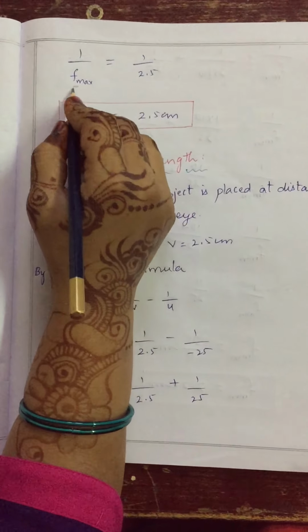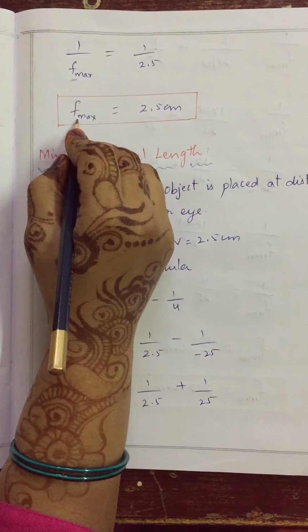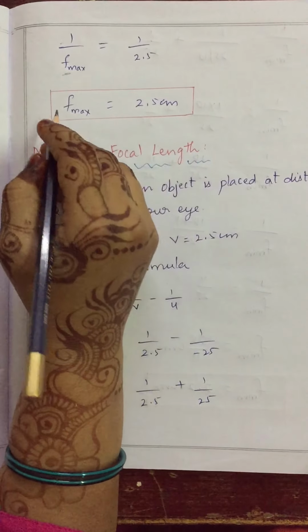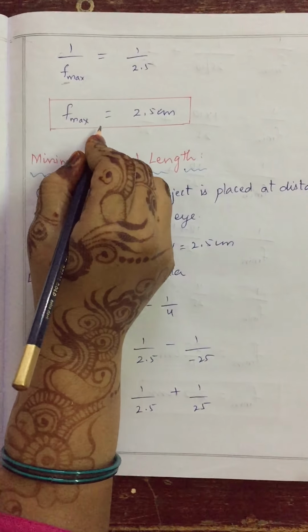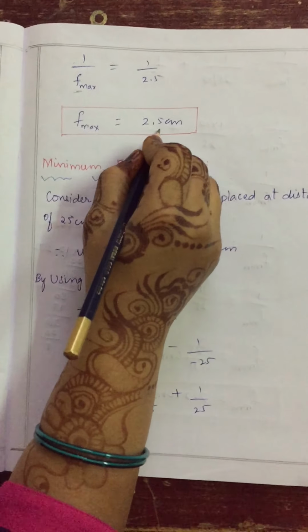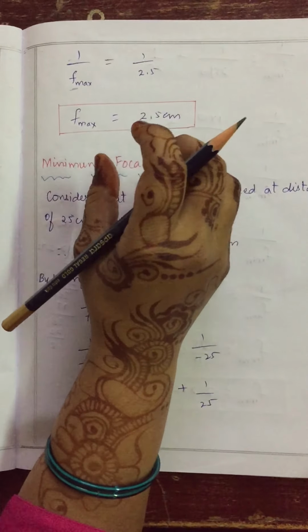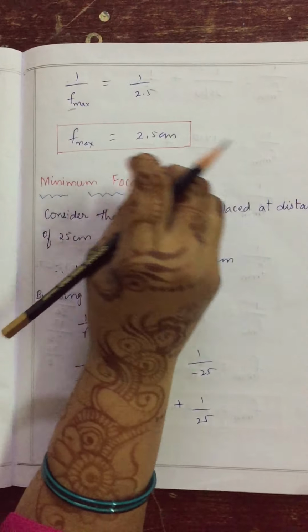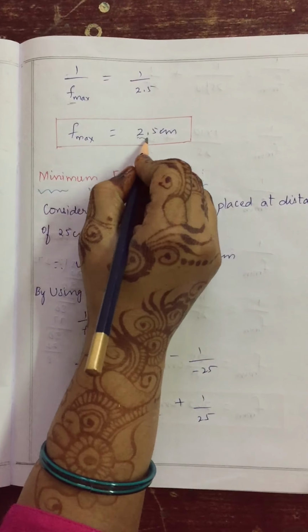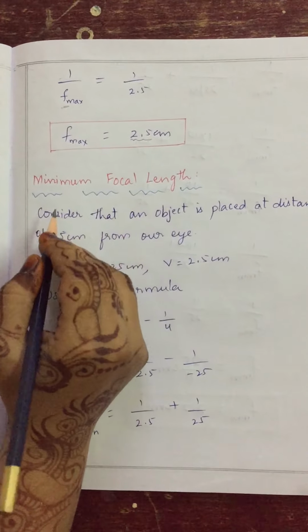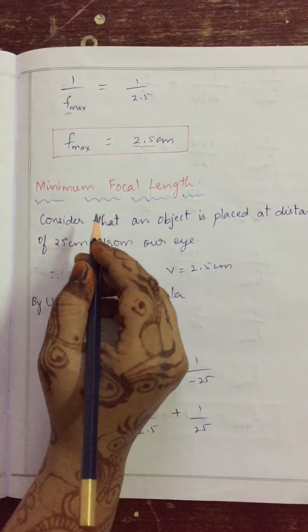So numerators are same, so denominators also will be same. So f is equal to 2.5 centimeter. That means the maximum focal length is 2.5 centimeter. Ciliary muscles will adjust the distance of the objects to 2.5 centimeter, like that. Clear, children? Now let's see the minimum focal length.